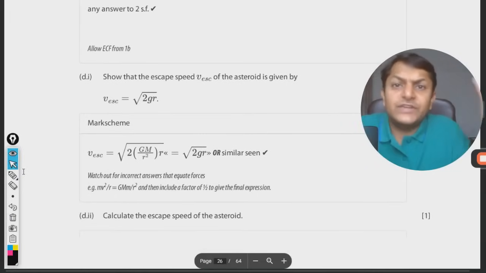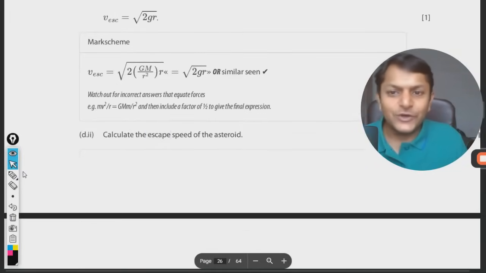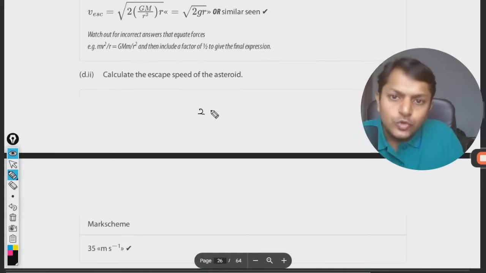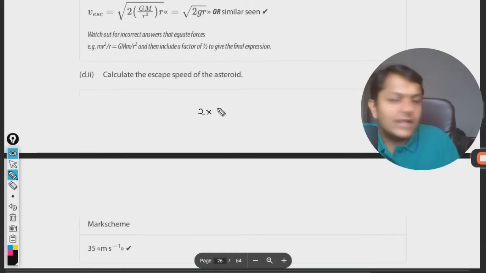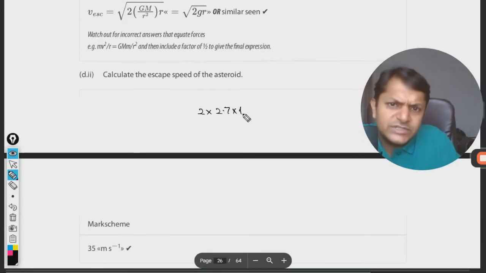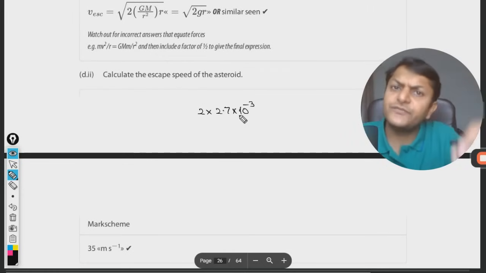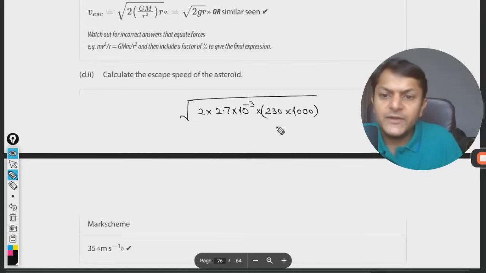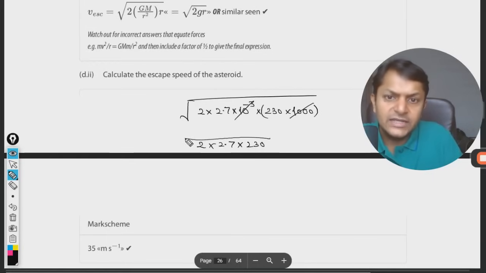Calculate the escape speed of the asteroid, as I told you. Okay, so we are just going to substitute the values here. The answer is written as 35. So 2, and I think the gravity was given as 2.7 times 10 raised to power negative 3 at the surface of the asteroid, and the radius of the asteroid was 230 kilometers, so 230,000, square root. Always remember, we do not work with kilometers. This and this get cancelled out. 2 into 2.7 into 230, square root.